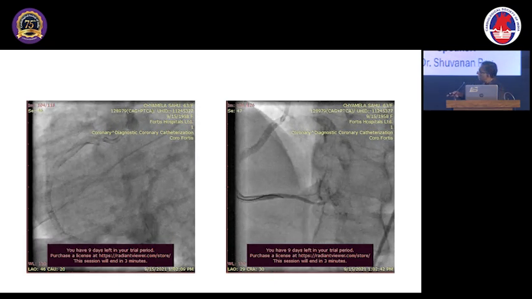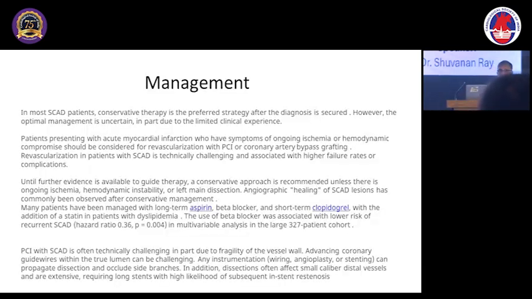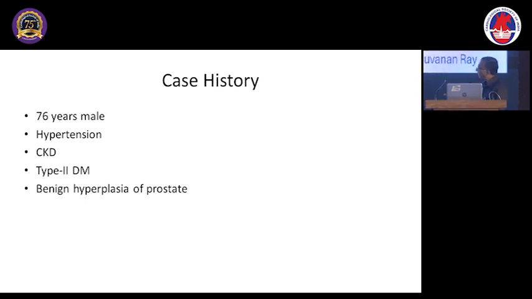So this is SCAD, spontaneous coronary artery dissection. Sir, in the last slide, the distal branch is normal or? The second angio, sir. The distal LAD. This is one of the branches here, and probably this is the area where it is blocked. So it is a TMP 2. It is not washing out. So this is a TMP grading of 2, because the blush is there, but it is not washing out quickly.